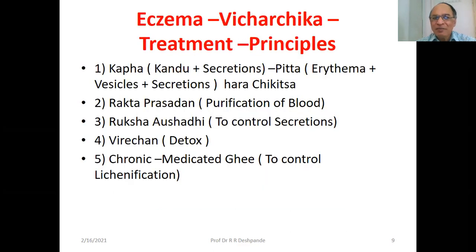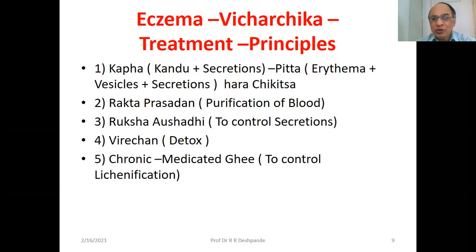So, Vicharchika treatment principles. First, you have to control the kapha dosha. That means you have to control the kandu, itching and secretions. Then you have to control pitta, because pitta causes the erythema, vesicles and secretions. So we have to give the treatment Kapha Pitta Hara, which will balance the vitiated kapha dosha and pitta dosha. Next, Rakta Prasadana, purification of the blood.